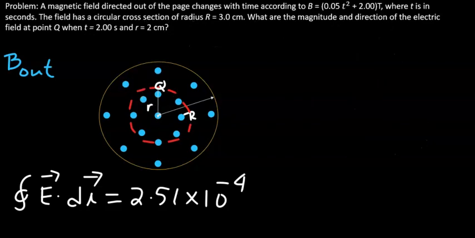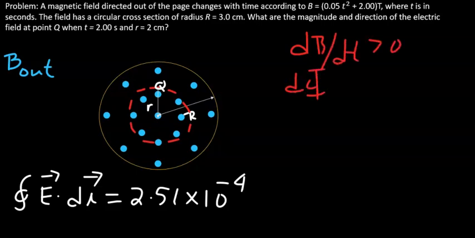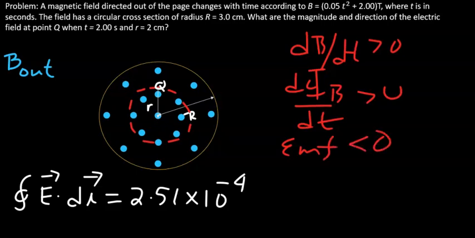Now let's determine the direction of that induced EMF. The magnetic field is increasing with respect to time, so the magnetic flux is also increasing with respect to time. That means the EMF has got to be negative. So if the positive EMF goes that way, the negative EMF must go that way, according to our sign convention rule. So that is the direction of the EMF, and that is also the direction of the induced current. That means the direction of the electric field at that point is going like that.